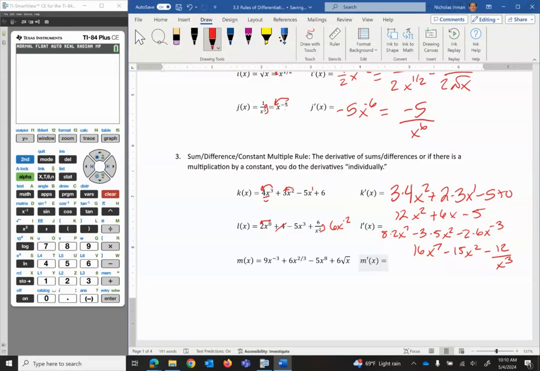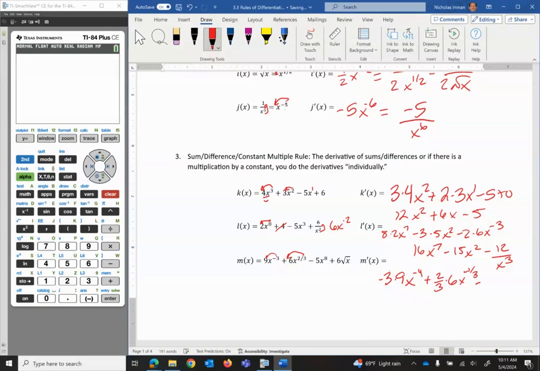We can do these very quick, very easy. The power rule makes this really nice. So for this derivative, bring that in front: negative 3 times 9, x to the negative 4, subtract 1. Then 2/3 times 6, x to the... this is where it gets a little tough. 2/3 take away 1 is negative 1/3.